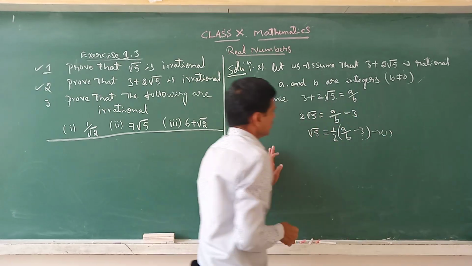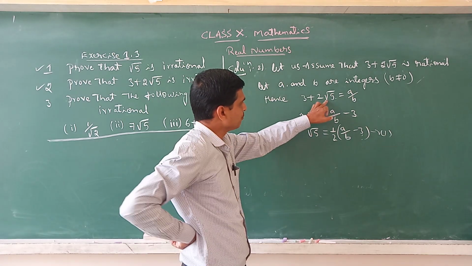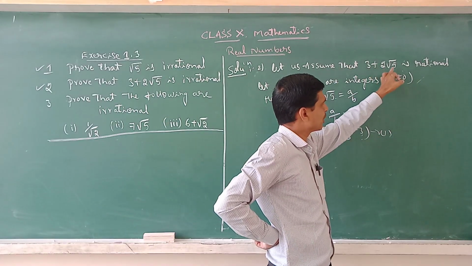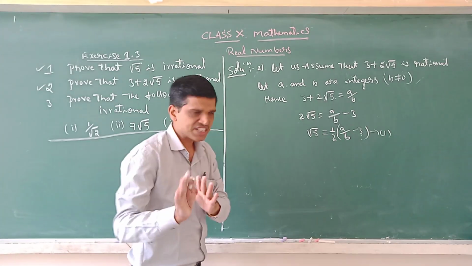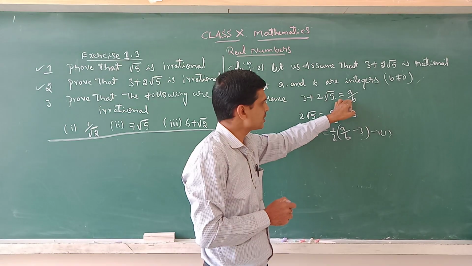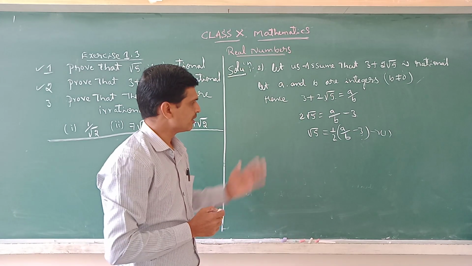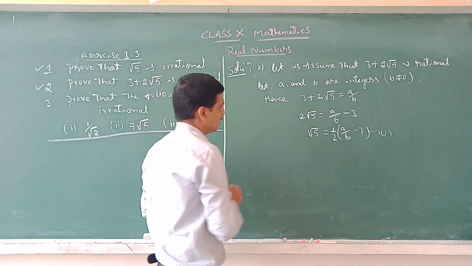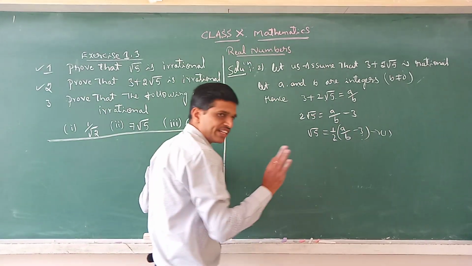So what we observed here, why I took these two: because I want to show root 5 is some other number, because 3 you know, 2 you know, but root 5 we don't know. So by assuming that the given number is rational, and a and b are integers, we can express it in the form a by b, that is p by q. By transposing and cross multiplication we are able to get this. Here a and b are integers, some other integers.